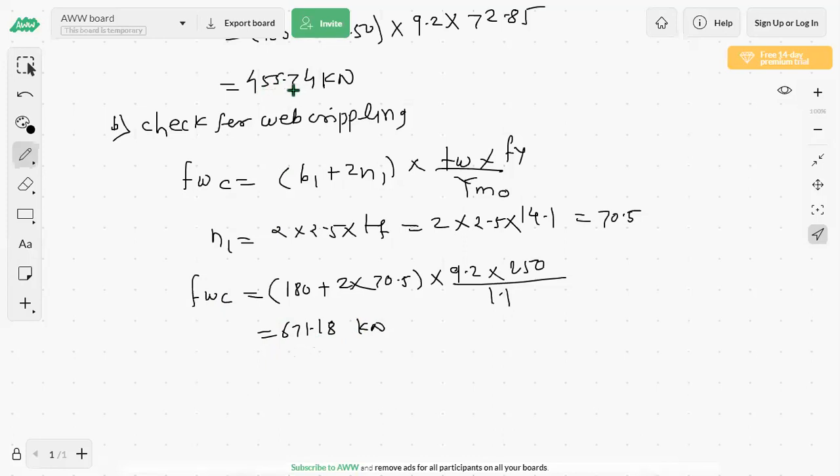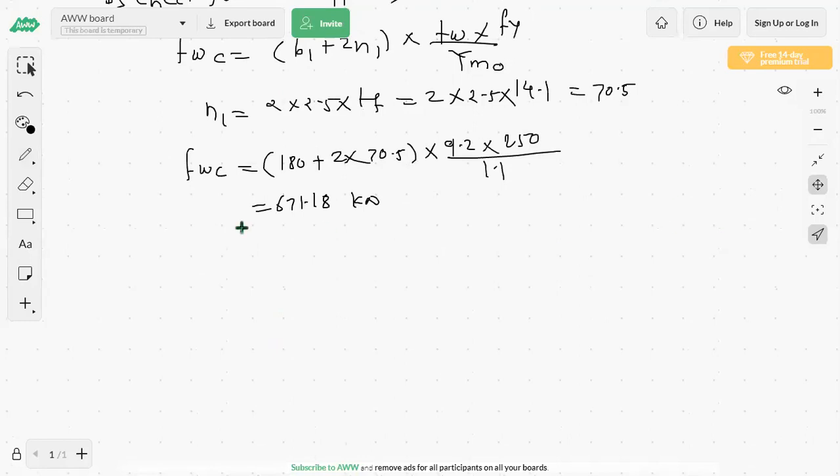455 kilonewton is for buckling. Okay, so these are the two strengths, web crippling strength and buckling strength, we have calculated, and then the last thing we have to do is check for deflection. Check for deflection.